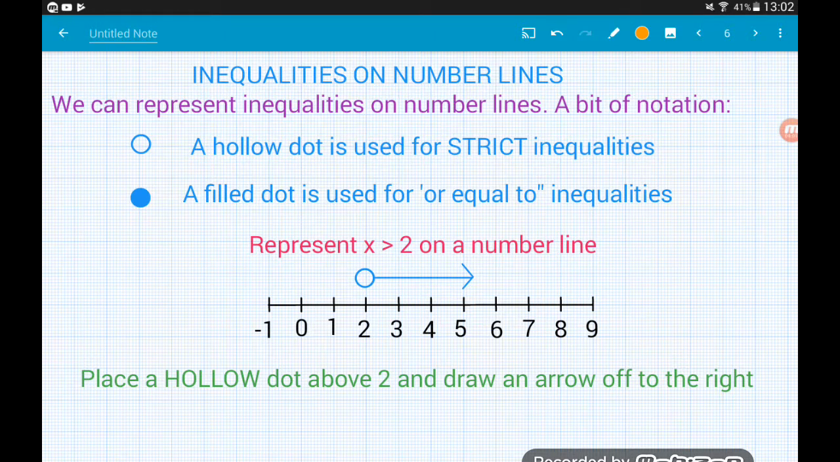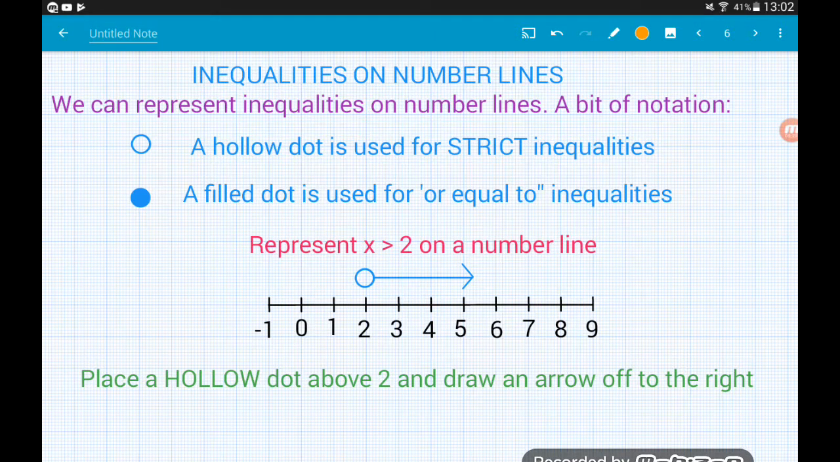Okay, so that's our introduction to inequality notation. Now we're going to have a look at representing them on number lines. So we need a little bit of notation knowledge first of all. We use a hollow dot to represent strict inequalities, and we use a filled in dot to represent the or equal to inequalities. So the best way to explain this is by using examples.